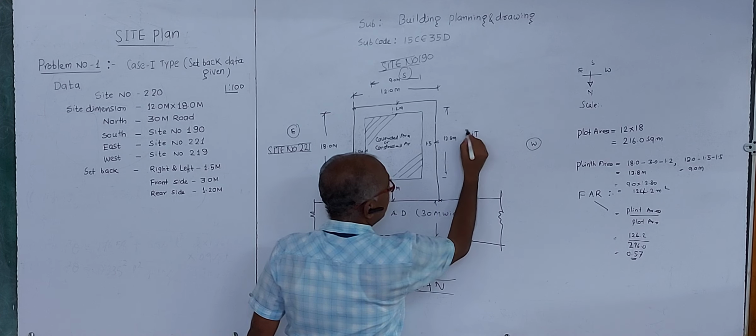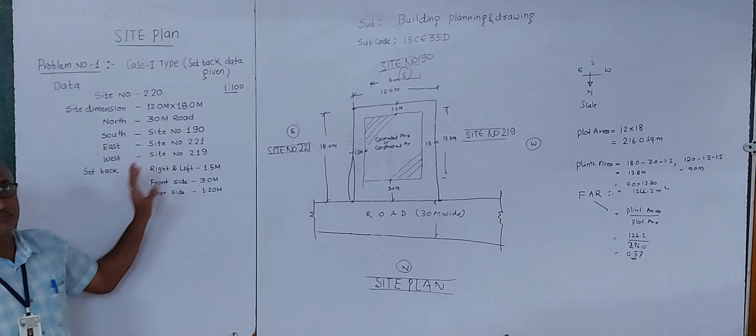Like this you have to draw the site plan of the given data when you consider the case 1 type, when the setback data is given.